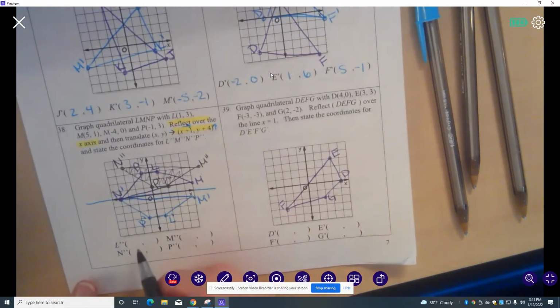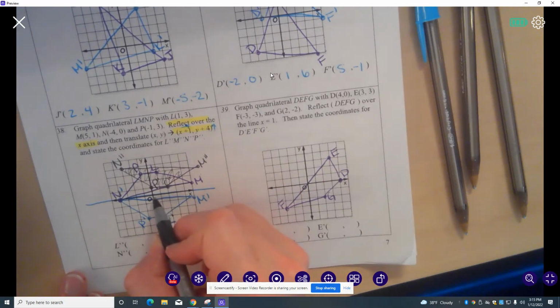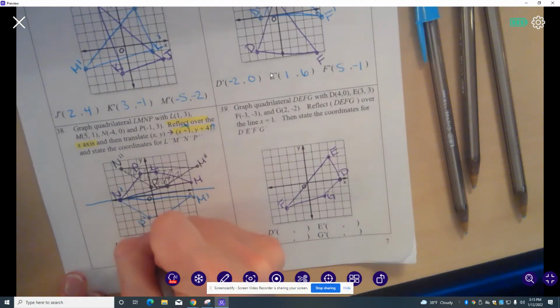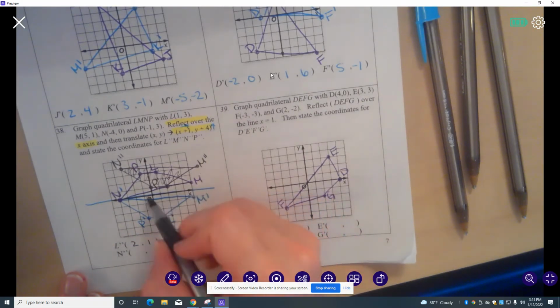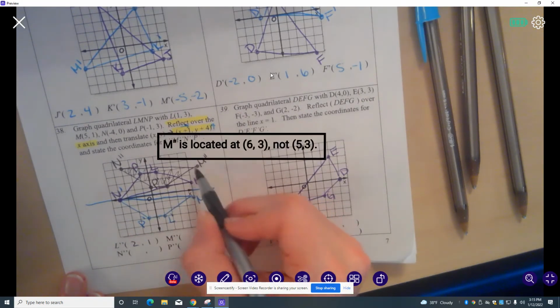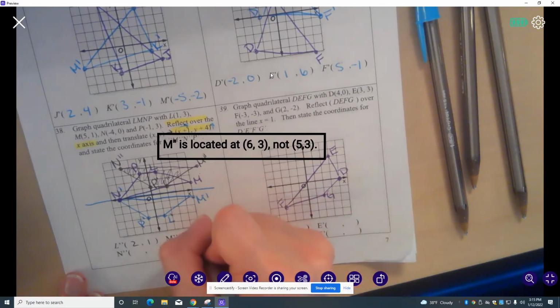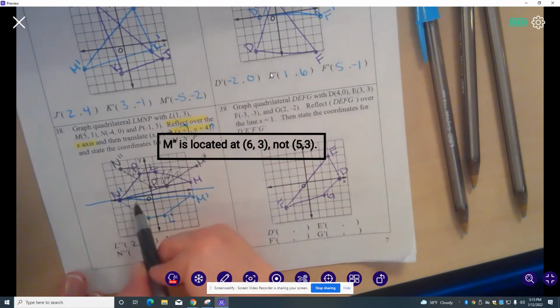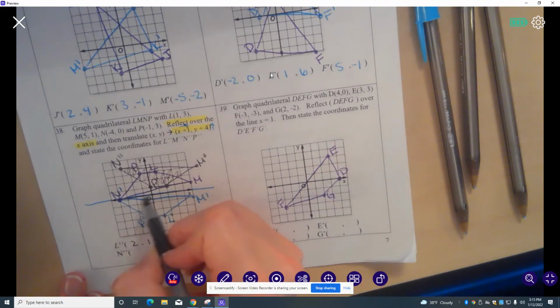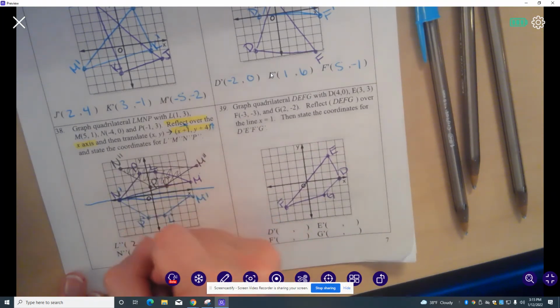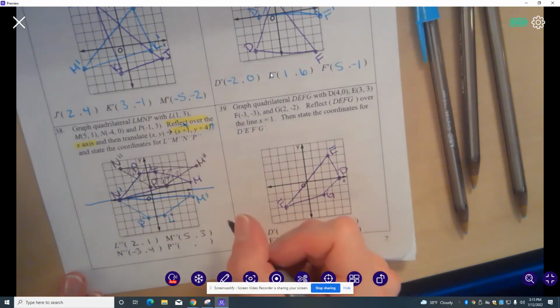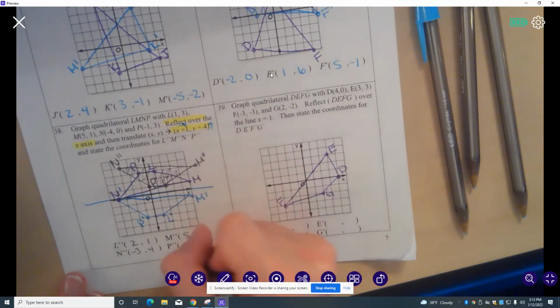L double prime is at 2, 1. M double prime went off the graph. It's at 5, 3. N double prime is at -3, 4. And P double prime is at 0, 1.